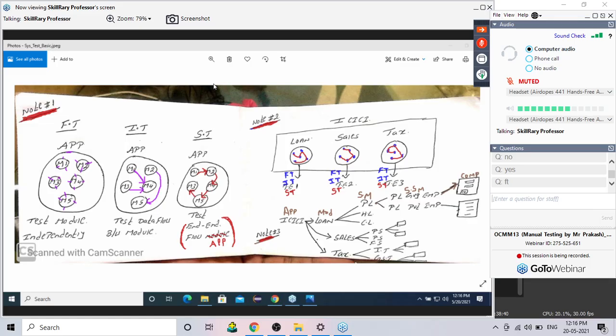Loan module, what is ST? Where is ST? This red color you are saying? Chinmay. ST is system testing. Like just now you got up or what?